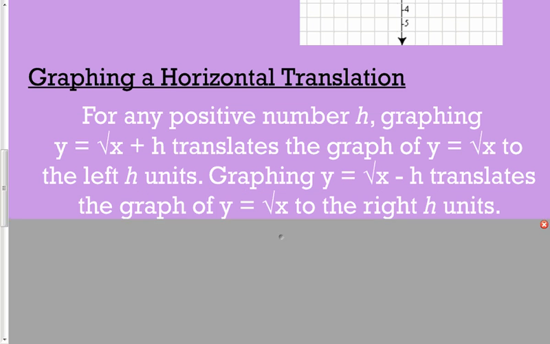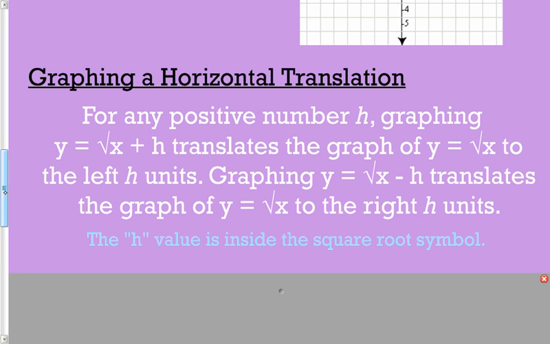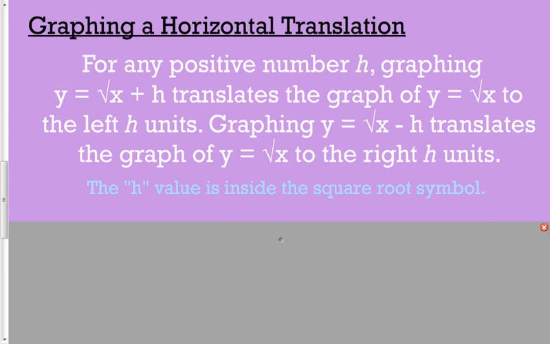All right, now the other way it could change is if you're translating it horizontally, left or right. And this is where it's interesting. It's the same as it was for absolute values as well. For any positive number h, graphing y equals the square root of x plus h on the outside. Actually, this is supposed to be on the inside. Sorry, I must have left out the lines. This is on the inside now.